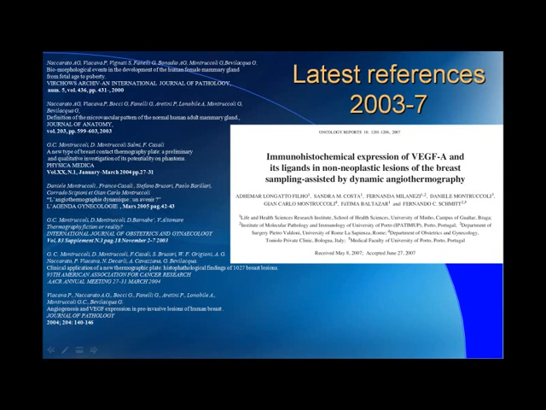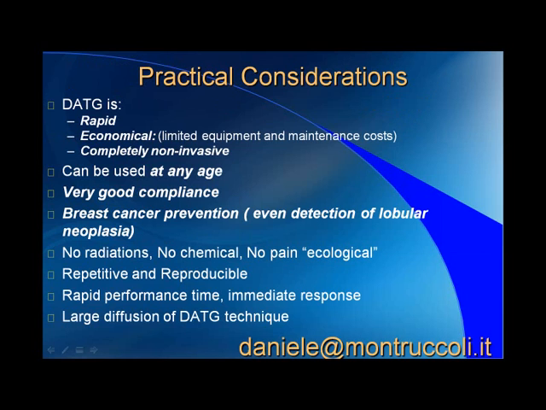of the patient. We have published in different fields: anatomopathology, anatomy, physica medica, oncology, gynecology. And in conclusion, the practical considerations are: it is rapid, economical, non-invasive, can be used at any age, very good compliance. The lobular one you can see very well, no radiation, chemical, ecological, reproducible, rapid. We have the response immediate, and you can use enlarged diffusion of this technique by all the specialists.